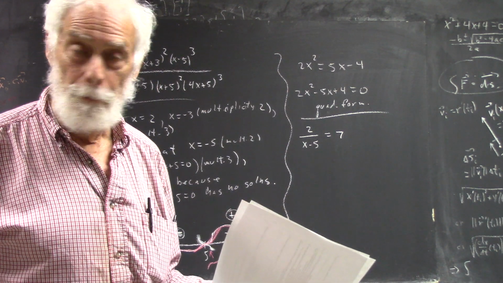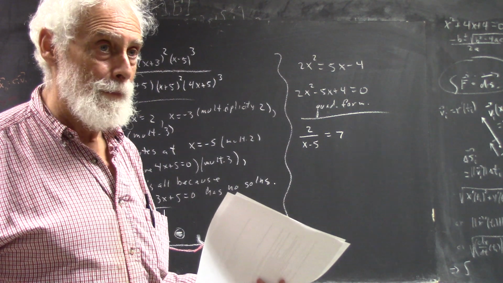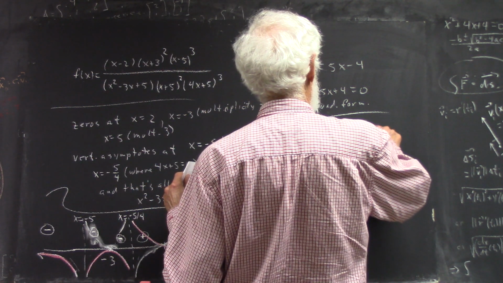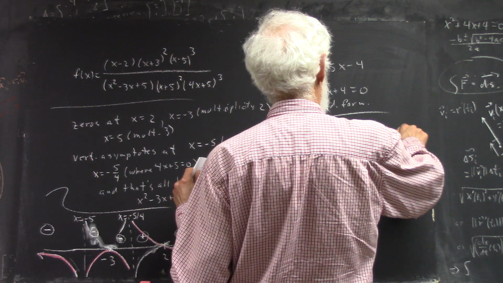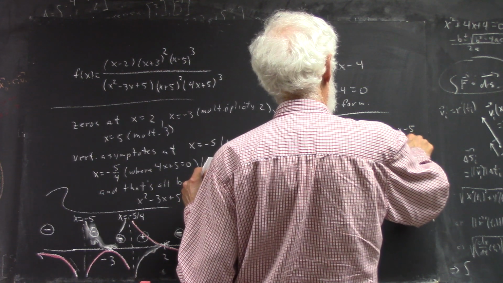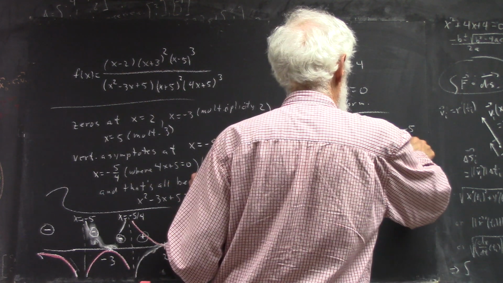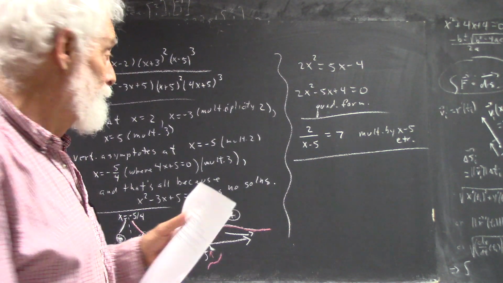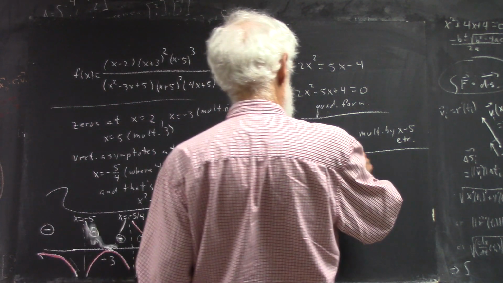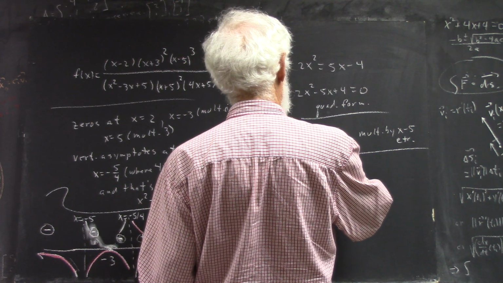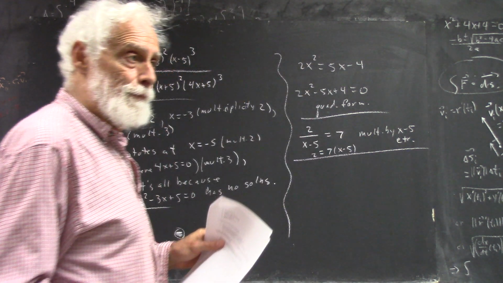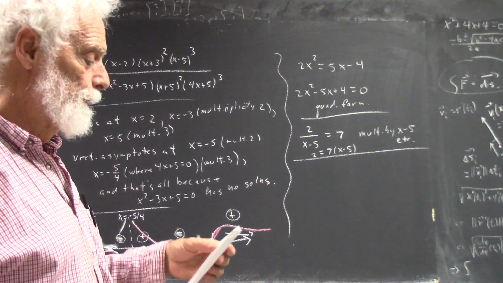Okay. What about 2 over x minus 5 equals 7? What's your reflex here? Multiply both sides by x minus 5, etc. Okay? You get 2 equals 7 times x minus 5. And you go from there because the rest of that's really easy to solve.